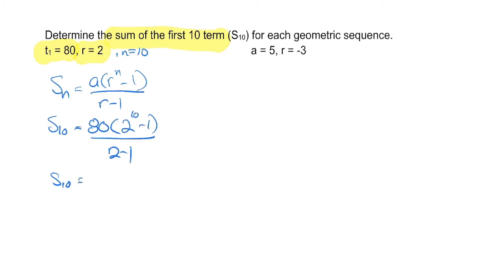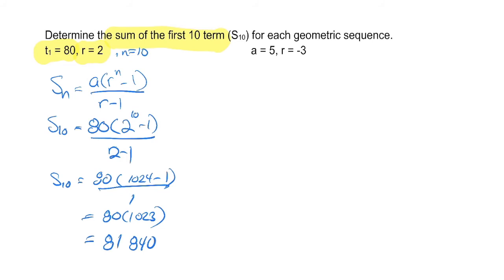So S of 10 is going to be 80 times 2 to the power of 10, which is 1,024, minus 1. Well, 2 minus 1 is just 1. So in this case, we get 80 times 1,023. And 80 times 1,023 is going to be 81,840.